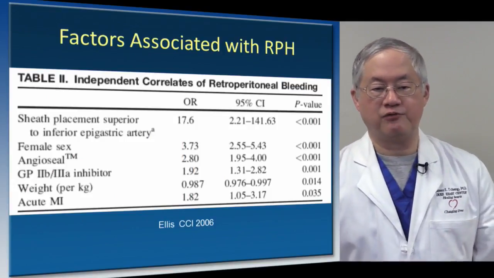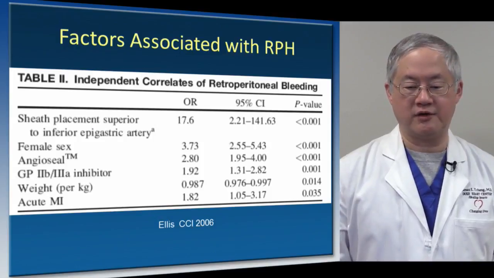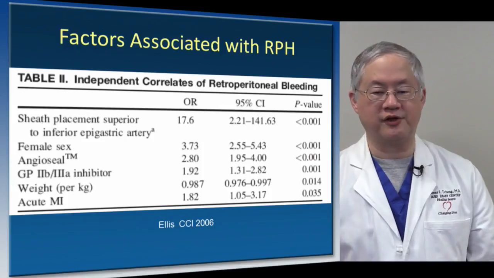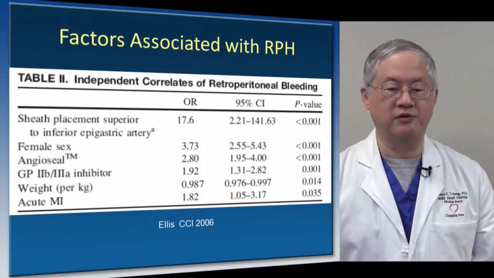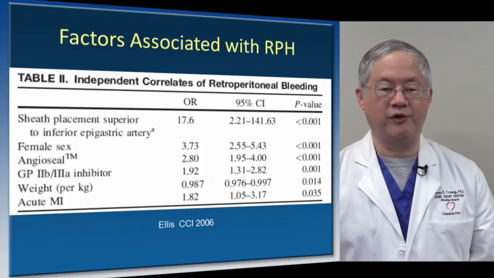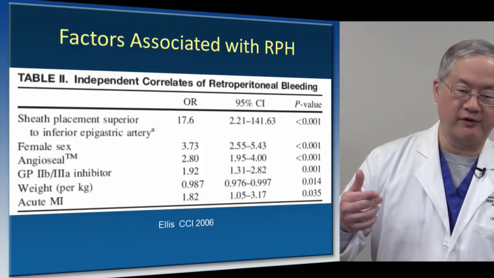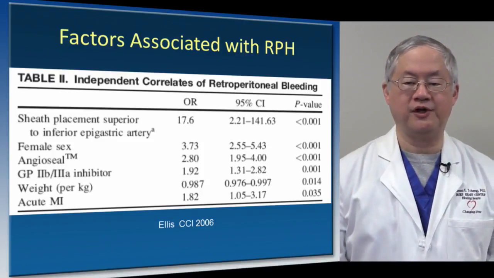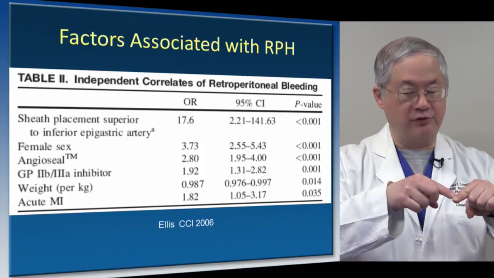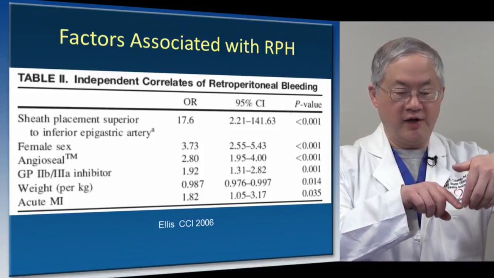I mentioned before about retroperitoneal hemorrhage. This is data from Steve Ellis, published in Catheterization and Cardiovascular Interventions in 2006, demonstrating that the odds ratio of retroperitoneal bleeding is increased to 17.6 times the baseline if your sheath is at or superior to the inferior epigastric artery. So please don't stick through the inguinal ligament. You should be able to feel it, so one of the things you want to avoid is sticking through it.